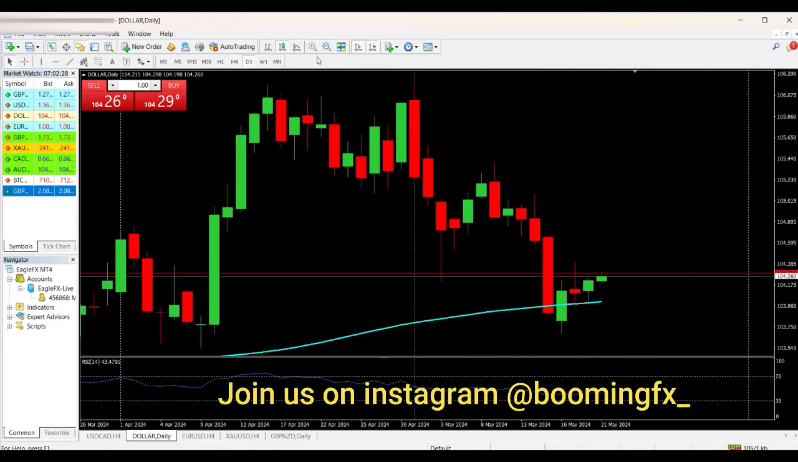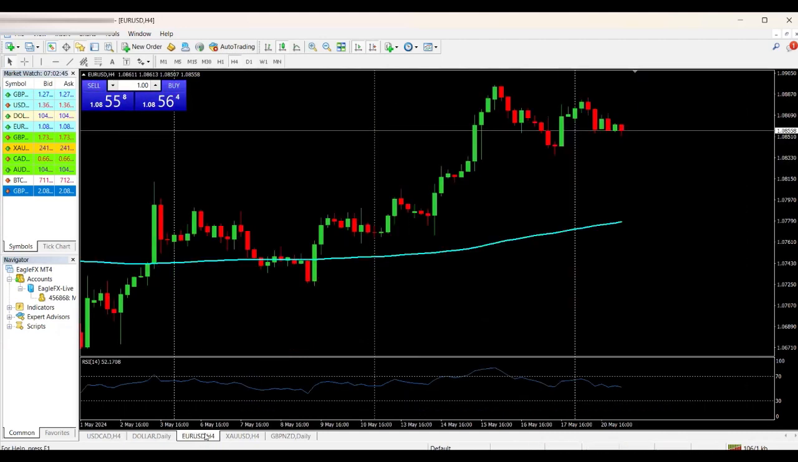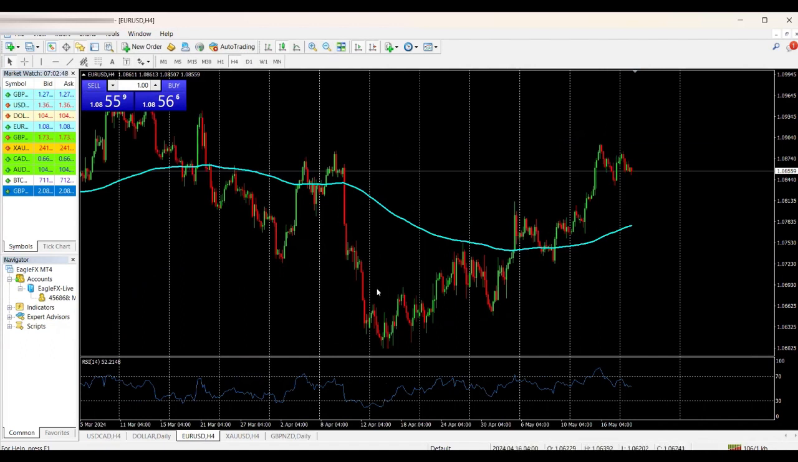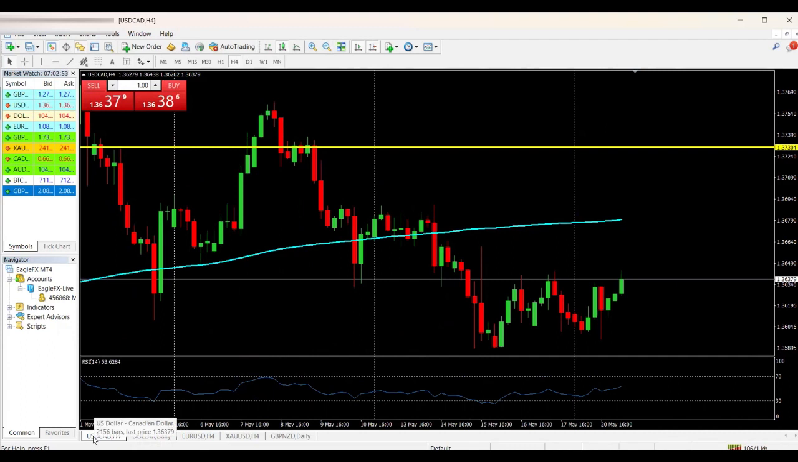Because the minute you get the DXY right, all you have to do is, if the dollar is trending down, if the dollar is bearish, automatically EU should be bullish. And look at that, guys. EU is bullish, which makes sense. And if the dollar is bearish, automatically USD CAD should be bearish. So all you got to do is do your technical analysis and look for the entry price.